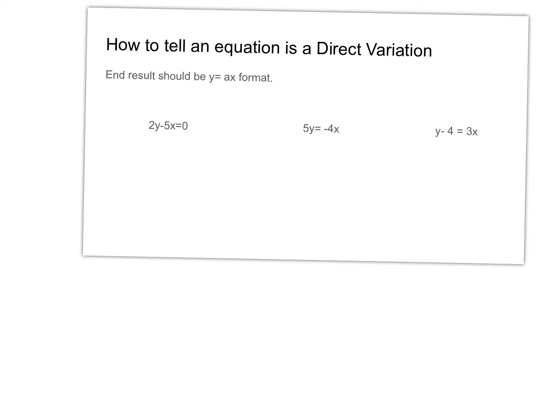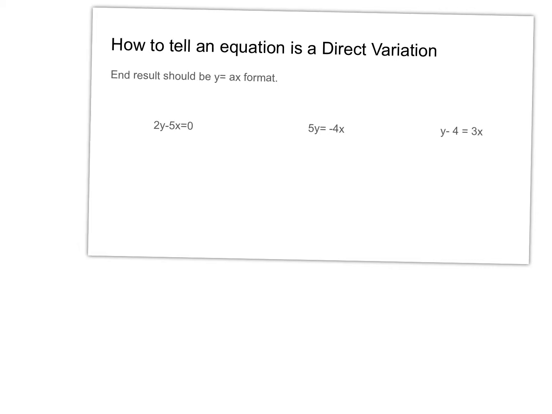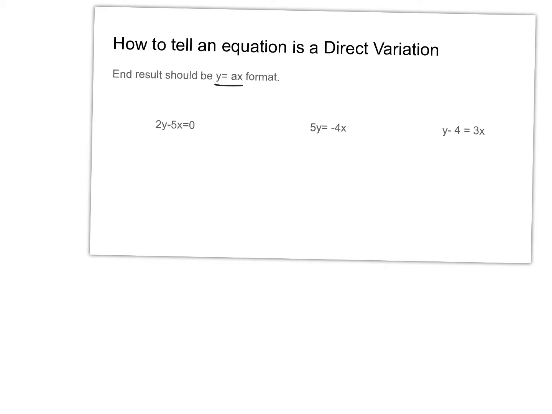Another thing we're going to have to worry about is how to tell if an equation is a direct variation equation. Remember, the end result should be y equals ax. So we have to solve for y and see if we have this ending format or not.